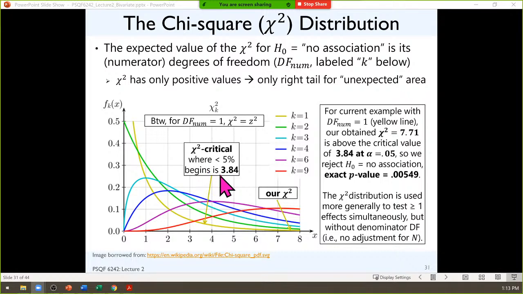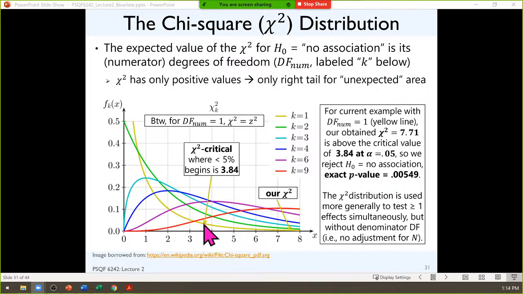The critical value is 3.84, which is right here. This is the point where unexpected begins. So there's no other tail on the negative side. If there's an association, it shows up as the amount of chi-square, not as a sign of chi-square. It's always going to be positive. Our obtained value was 7.71, which is out here. So if we follow this yellow line, 3.84 is the point where 5% begins. So a critical value of 3.84 is the dividing line where unexpected starts, where the whole tail to this side, excuse me, I'm going the wrong way, is unexpected territory.